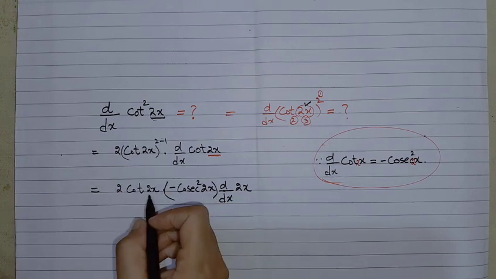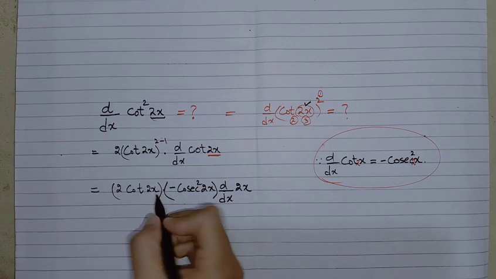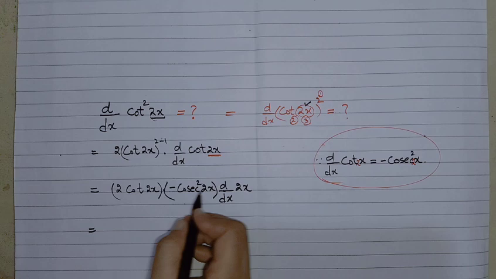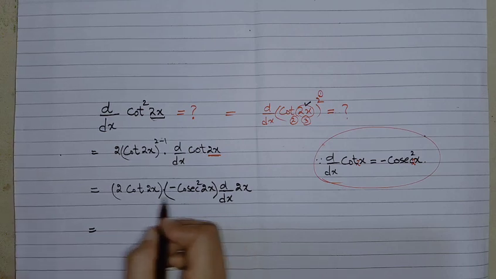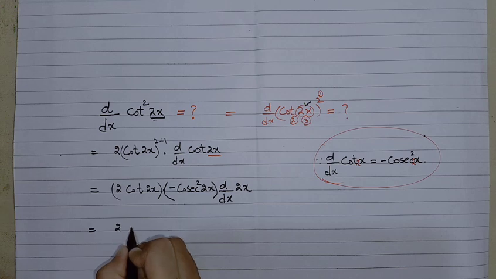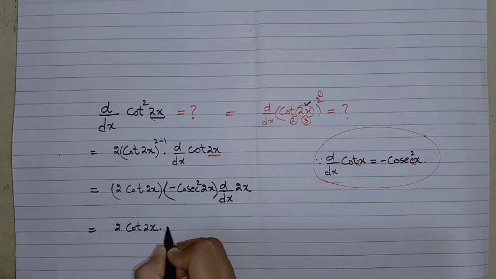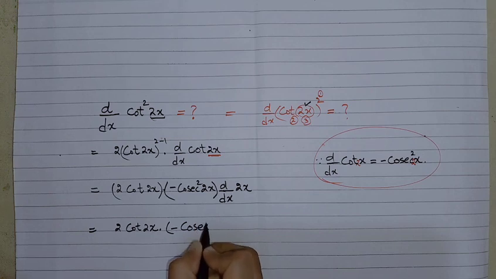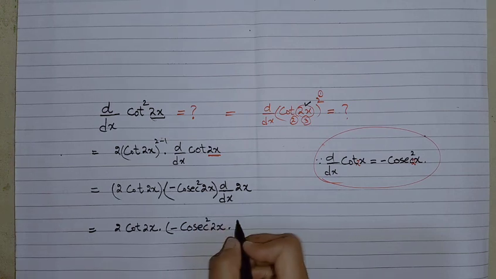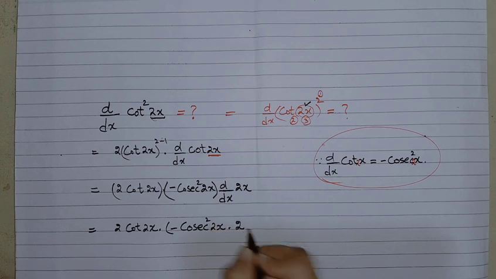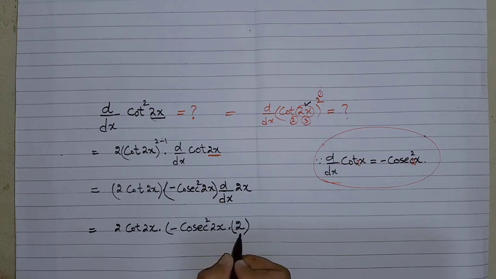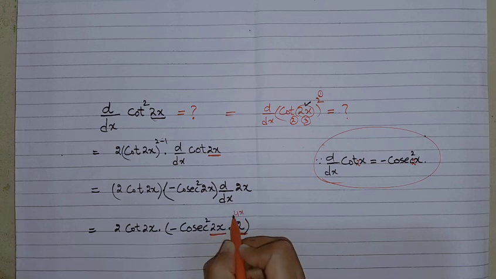Put brackets always, and never mix up, because 2x can never be multiplied with this. Okay, 2 cot 2x, times minus cosecant square 2x, times the derivative of 2x with respect to x, which becomes 2. The derivative of x with respect to x is 1, so it is 2. Always put brackets, because 2x can never be multiplied with 2. This is a very common mistake: students multiply 2 with this 2 and write 4x, which is totally wrong. 4x can never be here.